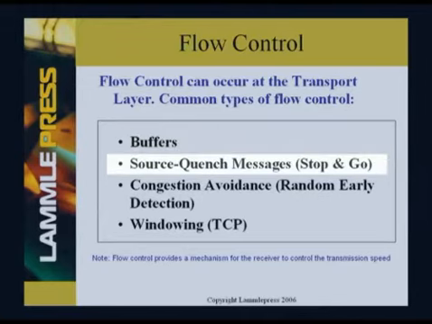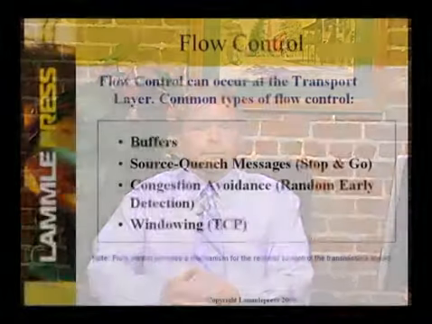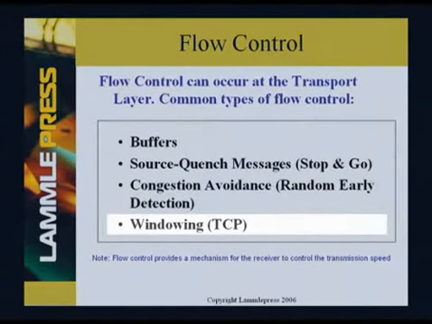Source quench messaging and stop and go are older forms of flow control. Come back to that. So we use congestion avoidance and random early detection with wireless networks. We don't typically use those with our TCP and IP networks unless it's some proprietary communication. And lastly, windowing is what we use by default if we use TCP. So if an application developer decides to use TCP and IP to communicate between hosts or host to a server, then we're going to have flow control with windowing by default.